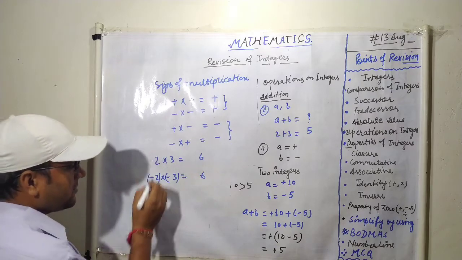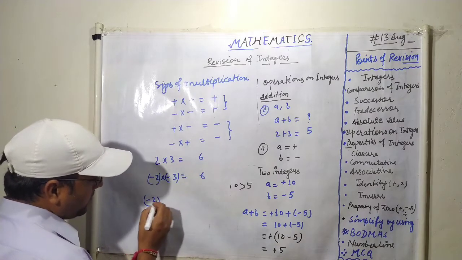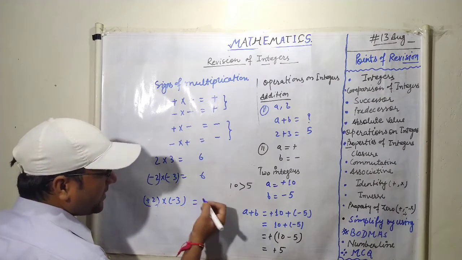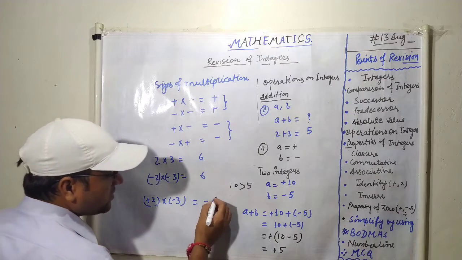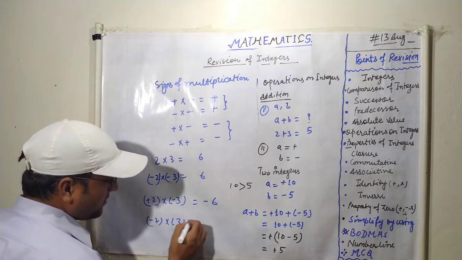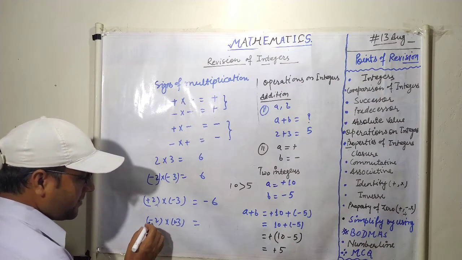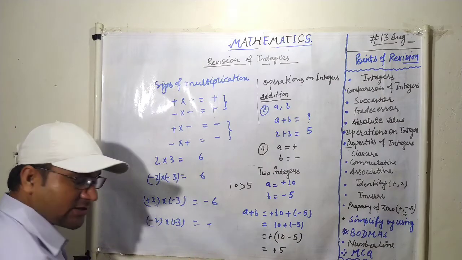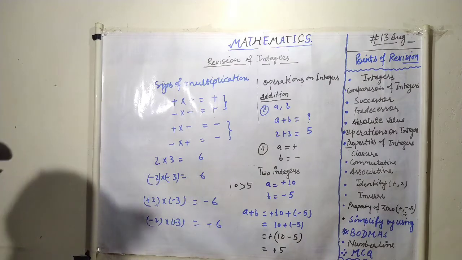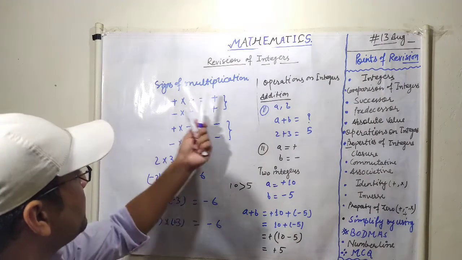But if one quantity is positive and the other is negative, plus multiplied by minus, you will get minus, and 3 twos are 6. So minus 2 is multiplied by plus 3. Minus multiplied by plus, in this case also you will get minus. 2 multiplied by 3, you will get minus 6. So this is the sign rule of multiplication.